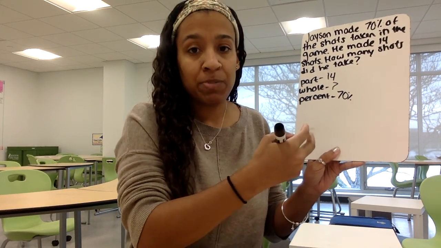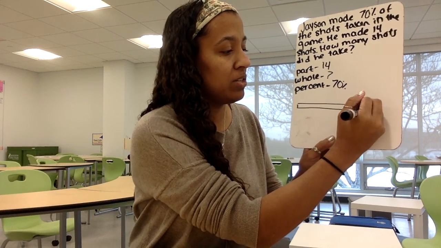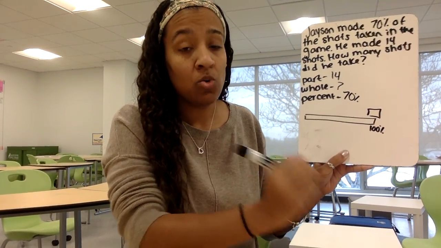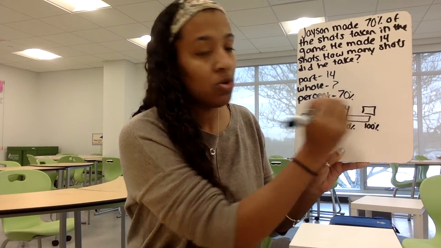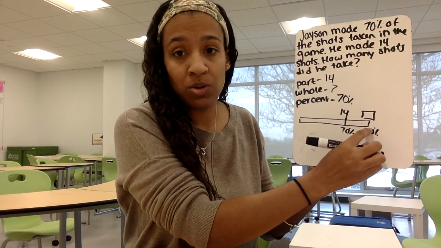The first, I like to draw a picture to make sense of this. Here are all of the shots. Here's 100%. I don't know what 100% is. What I do know is that 70% was 14 shots. I can use this to get to 100.